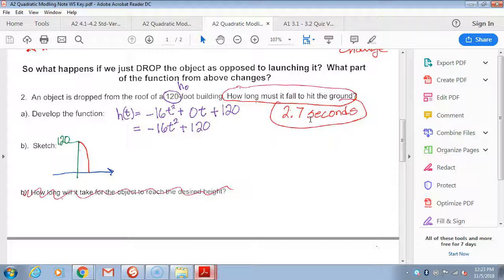Now, we could do this one of two ways. We could do it manually, or we could use our calculators. Which way do you want to do it? Oh, man, I thought you were going to say that. So I'm going to do it in the calculator.